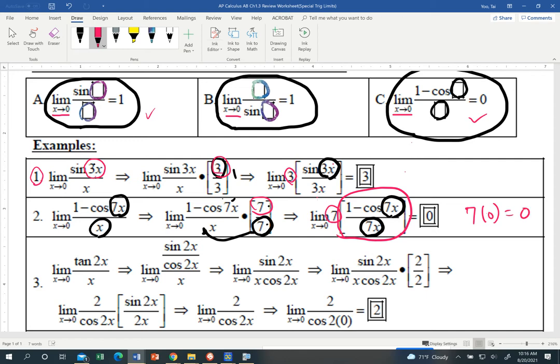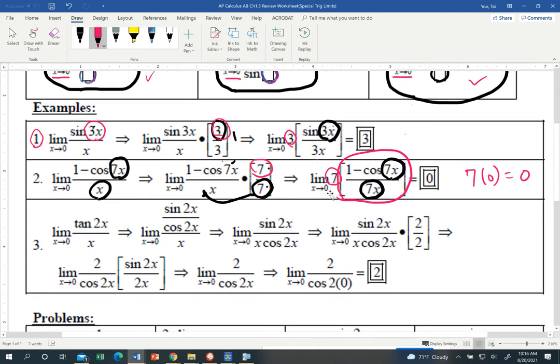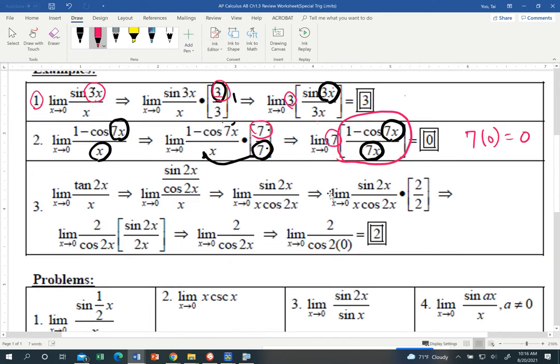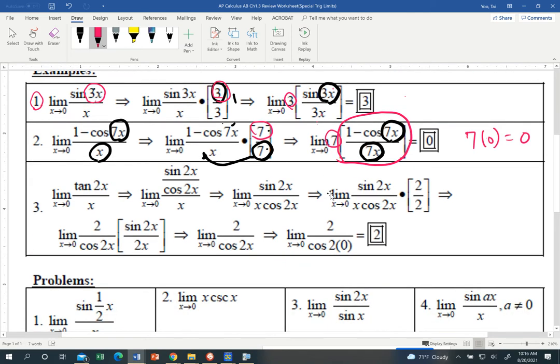All right, how many of you guys got what I just said now? All right, about the same amount? Okay, let's go to the bottom. All right, this is where you need to use some of your trig identities. I hope you guys know that.